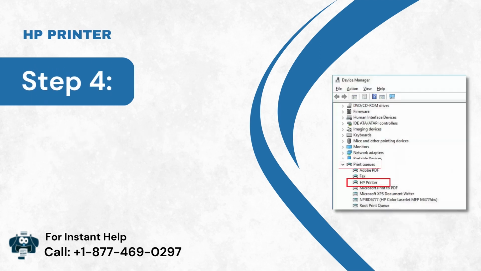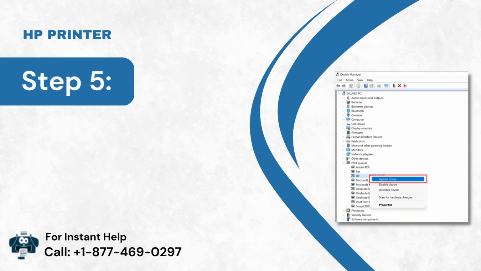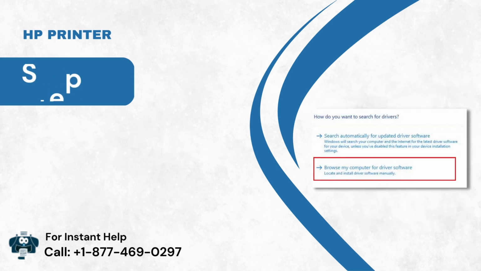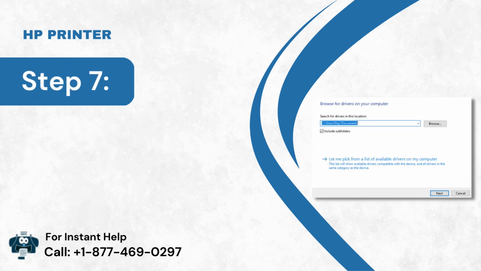Step 4. Now, right-click the model you are working with. Step 5. Thereafter, select the update driver in the print queues section. Step 6. On the update driver screen, press browse to find the software. Step 7. Check the include subfolders box.